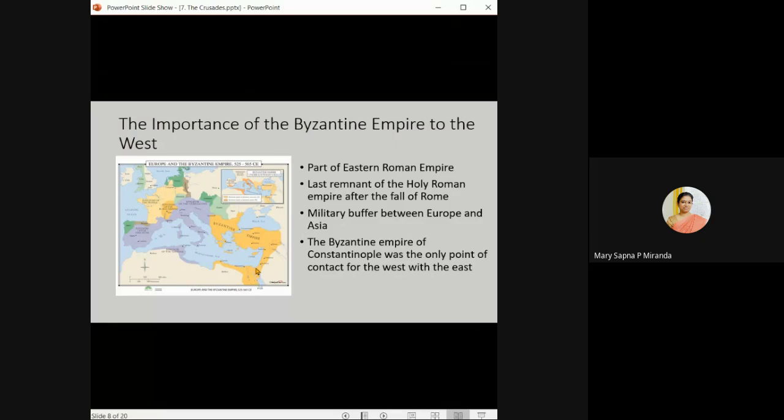And the Byzantine Empire of Constantinople was the only point of contact for the west with the east. So Constantinople is somewhere here. We'll see that in some other map, right? So this was a very important port of call for the west and the only point of contact with the east. So this was very important to the west.